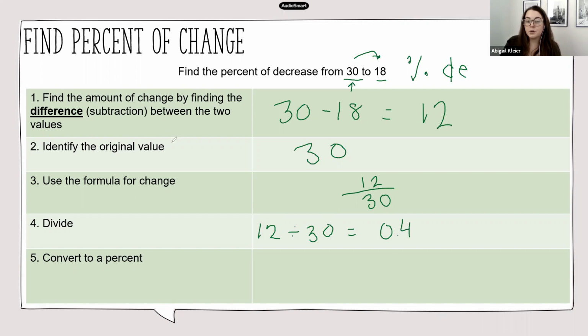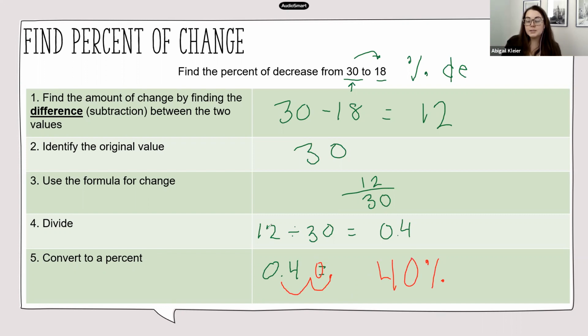Final step, I'm converting that decimal that I just calculated. So converting that decimal into a percentage, I'm going to move my decimal point 2 spaces. 1, 2. Now, if I have an empty space when I'm moving my decimal point, I am going to fill that in with a 0. So 0.4 converted into a percentage is 40%.